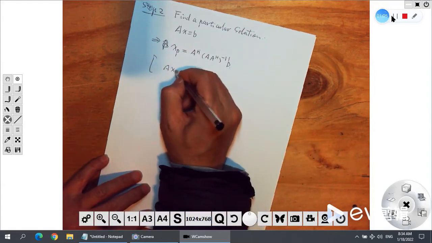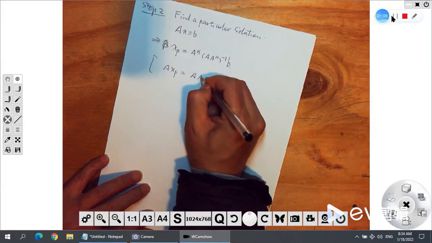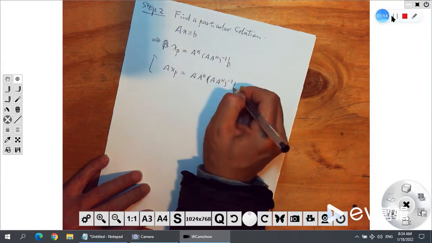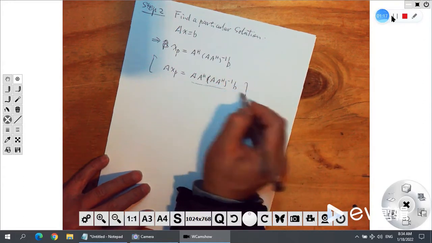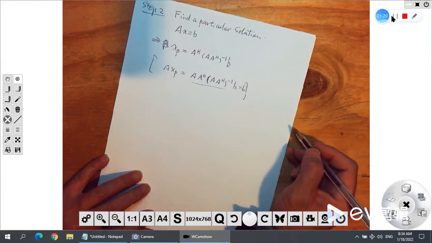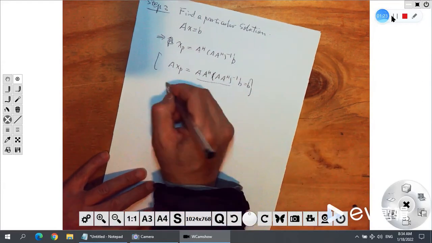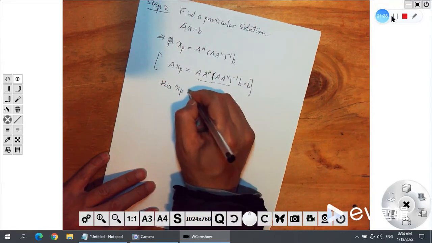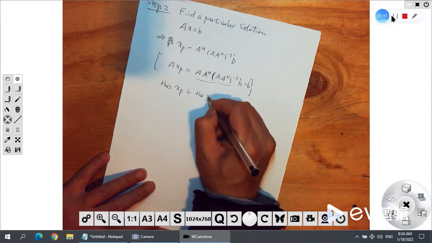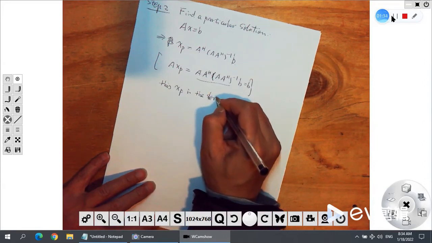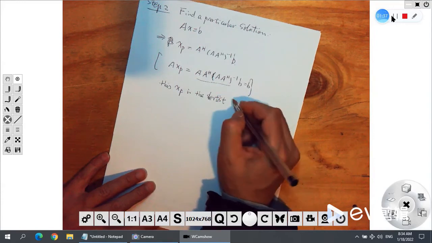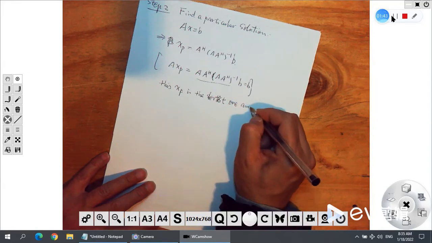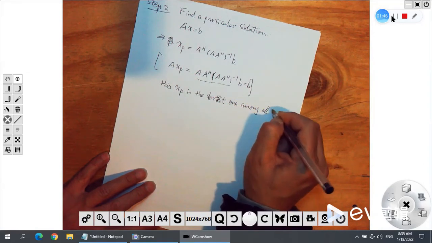A times xp equal to A A^H times (A A^H) inverse b, right? They cancel. This is b. This is just b. And we have a name for it. This particular solution, this xp, is the shortest one among our solutions.